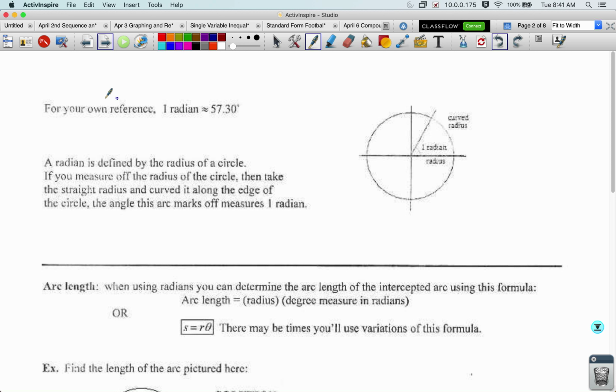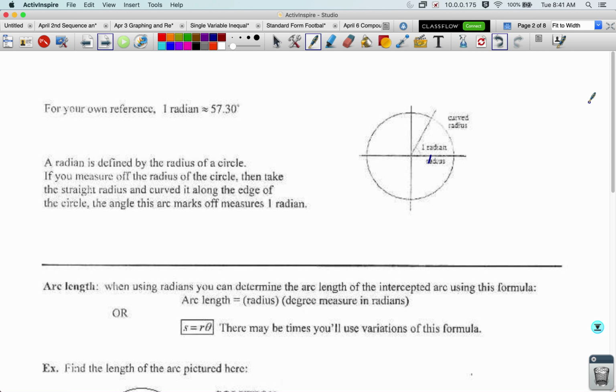Next page. For your reference, 1 radian equals about 57.3 degrees. This is useful to remember in case you don't have pi in your radians. You can approximate how many degrees and then picture it. That's how far, if you took the radius and laid it out over the circumference, how many degrees you'd be able to cover. It's about 57 degrees. Go all the way around, you'd be a little over 6, and it'd actually be exactly 2 pi, which you can do in your head. That's a little over 6.